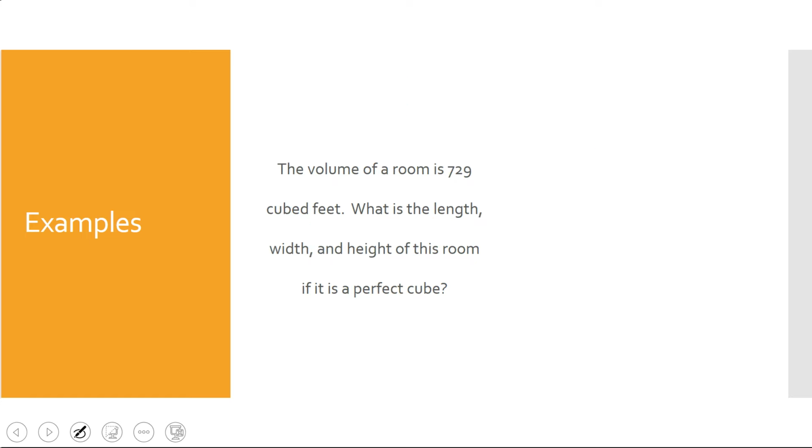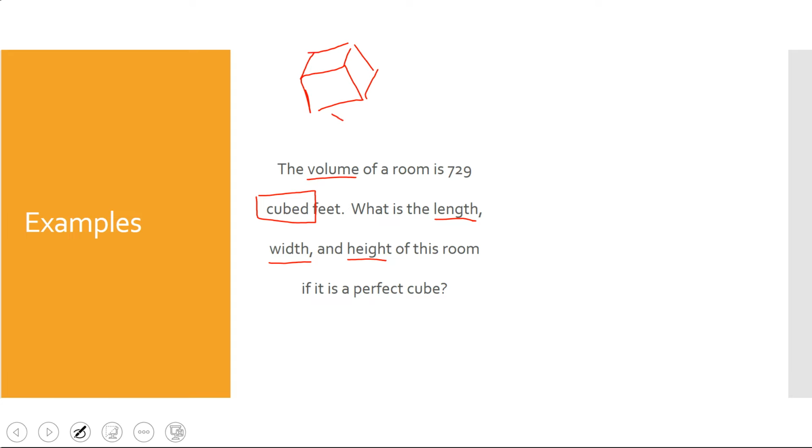Pretty easy. Now, this one says the volume of a room is 729 cubed feet. What is the length, width, and height if this room is a perfect cube? Now, if it's a perfect cube, you got to remember the length, the width, and the height, they're all going to be the same. Okay, so I'll do the best I can to draw a cube right here. That's not too bad.